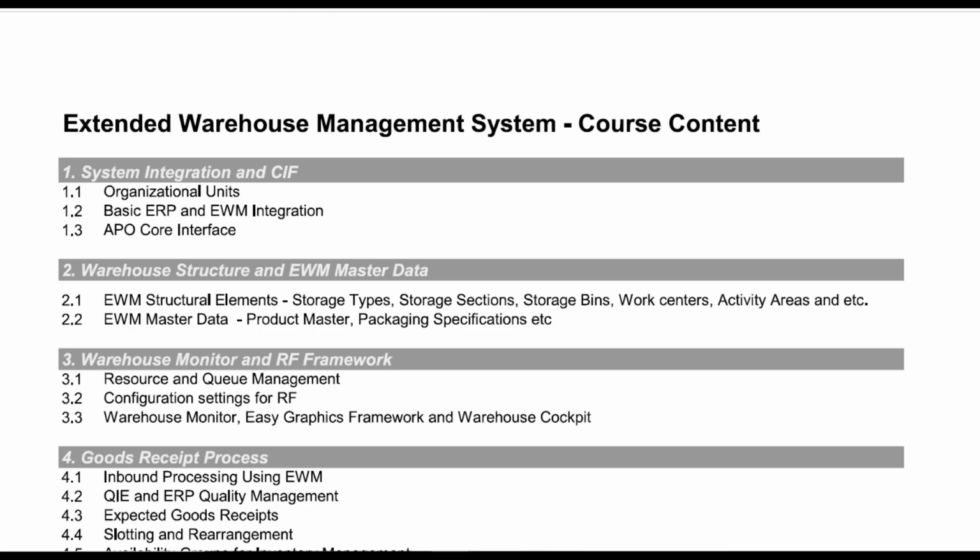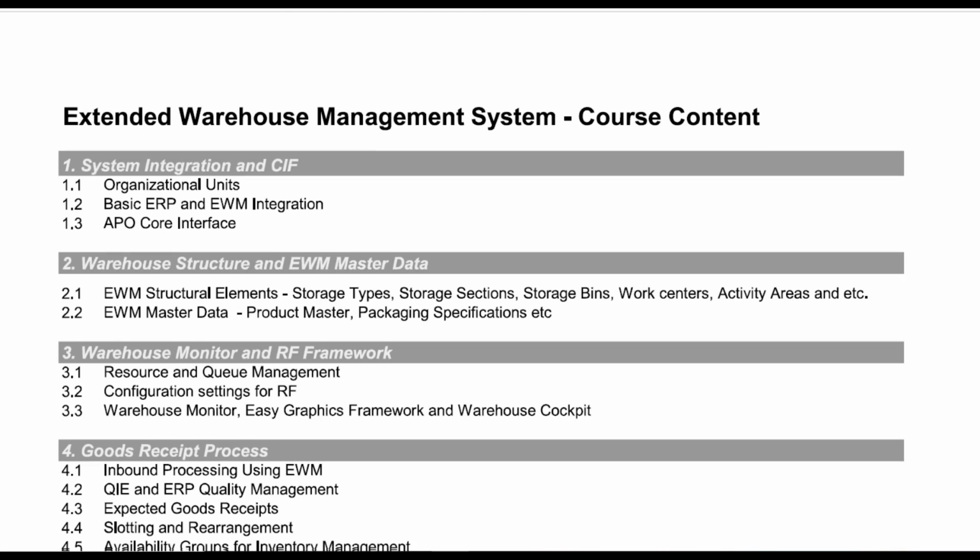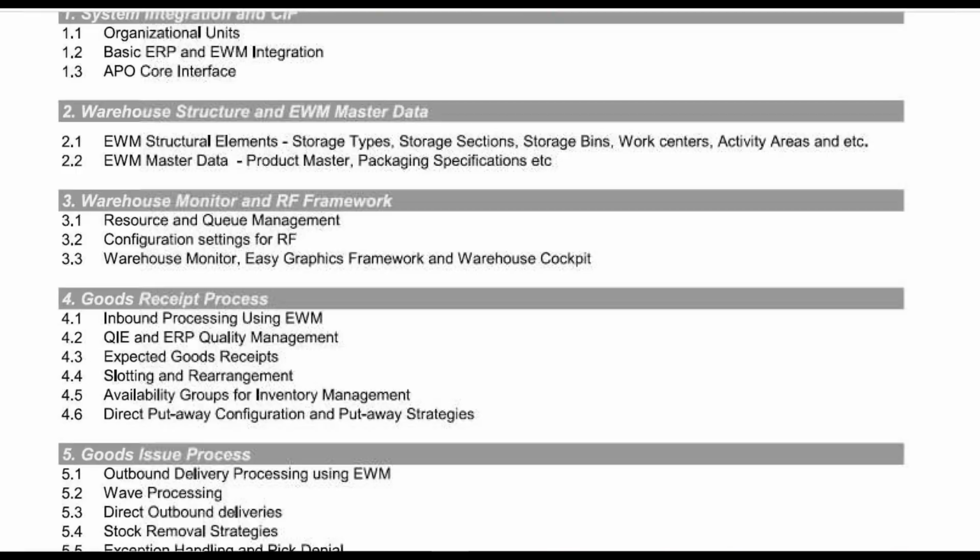What you can see on your screen now is our course content. We'll be first going through the system integration and SIF, understanding the various organizational units for integrating EWM with ERP, how to integrate the settings involved in integrating the warehouse, how the APO core interface works. We are going to then talk about the warehouse structure and the master data involved in executing the EWM processes, structure elements like storage types, sections, activity areas, and we'll cover all the master data as well in Unit 2.